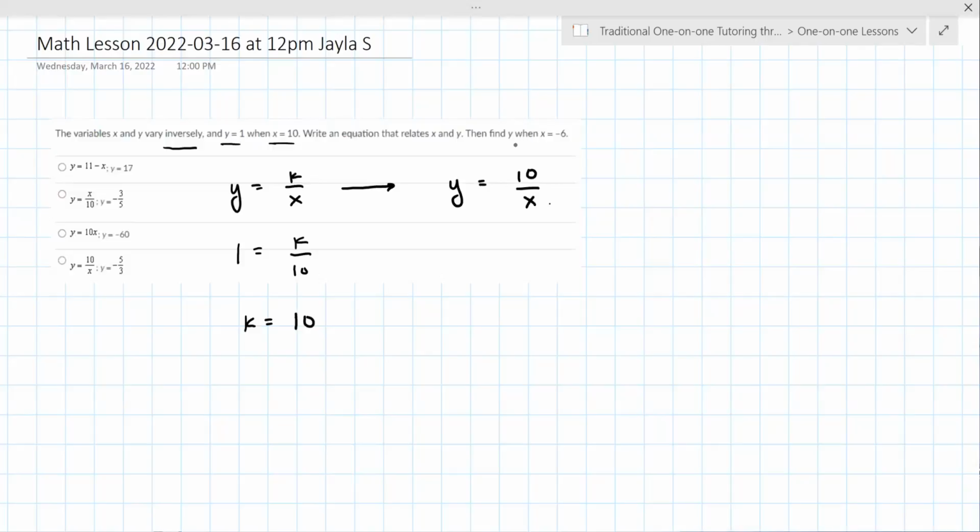So then you rewrite the equation: y equals 10 divided by x. And then you substitute this value. Notice that this answer is out and this answer is out because they're the wrong equations. And then we're going to put -6 in for x. So y equals 10 divided by -6, which is -5/3.